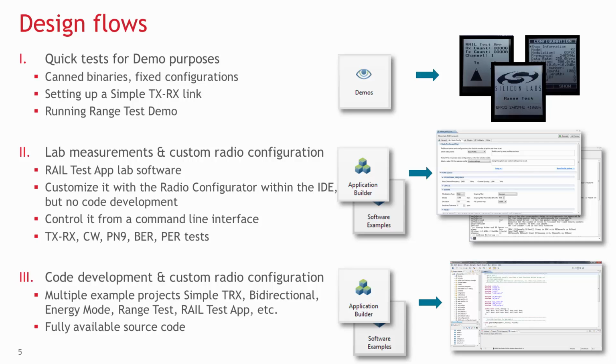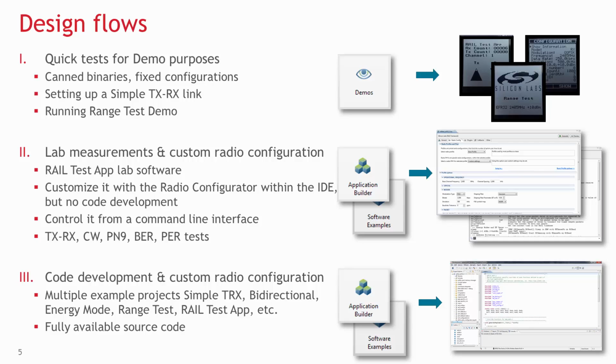Number 2, lab measurements with customized radio configuration. You can take the RAIL Test app lab software and configure it according to your unique RF parameters. Although you need to run the radio configurator tool from within the IDE, there is no need for writing a single line of code. You just create the radio configuration, build and download the project, and control the RAIL Test app from a command line tool. It is ideal for setting up a TX-RX link, putting the device into continuous wave or PN9 mode, and conducting bit error rate or packet error rate tests.